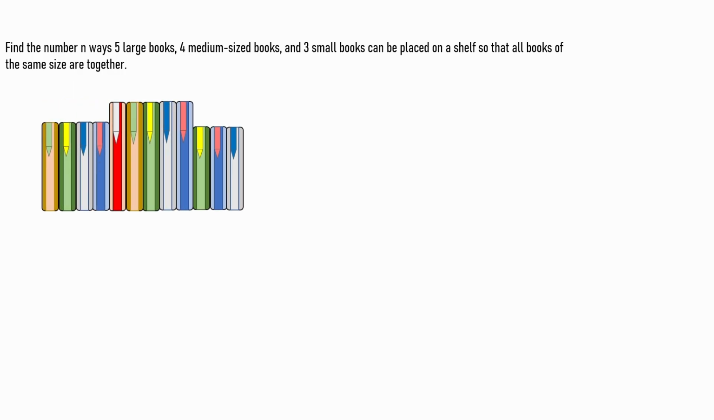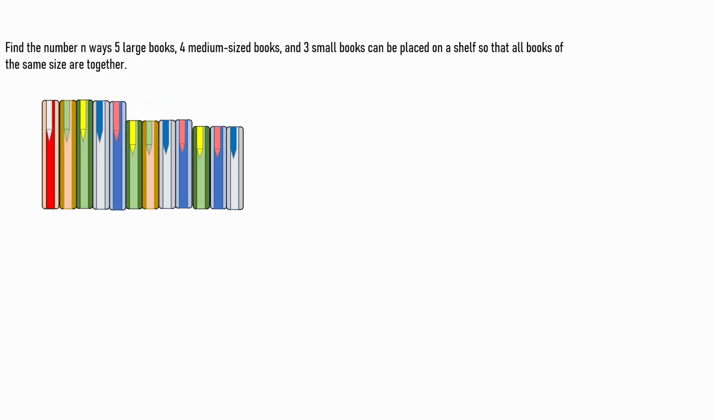So, kagaya nito, pwedeng i-arrange na kagaya kanina na nasa leftmost part yung large size book, nasa gitna yung mga medium size books, tapos nasa right side yung small books, in which meron yung isang arrangement. Tapos within itself, yung pagkaka-arrange ng mga large books na magkakasama sila, isang arrangement pa rin yan.